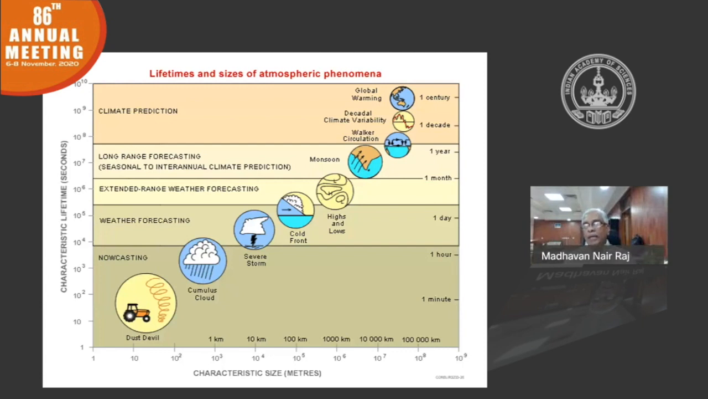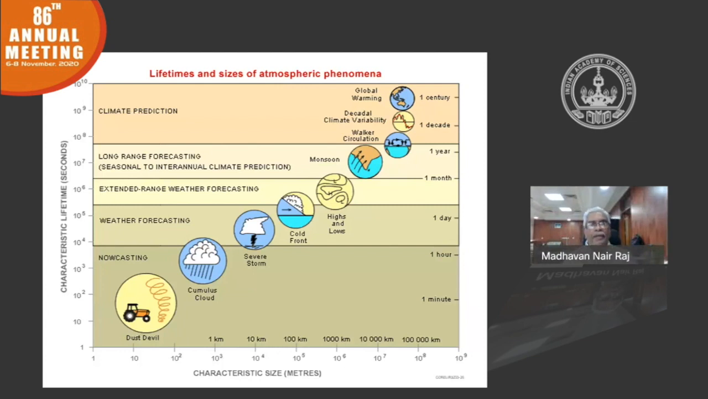For example, the tropical cyclone can form and persist for about 4 to 5 days, sometimes even 7 days. And then monsoon is a very large scale pattern, of 10,000 kilometer spatial scale. These scales are global circulations, a global scale or planetary scale pattern. And then we have water circulation, decadal climate variability, global warming. It's of a very large spatial dimension and also very large time scale.